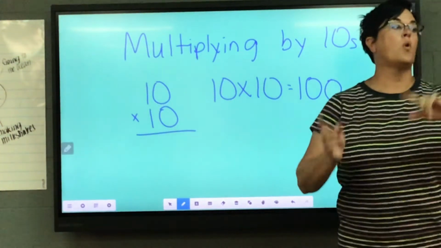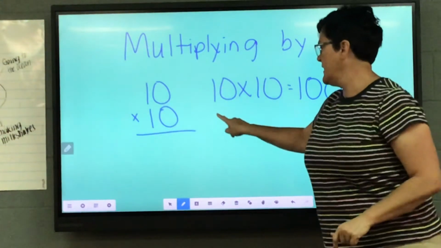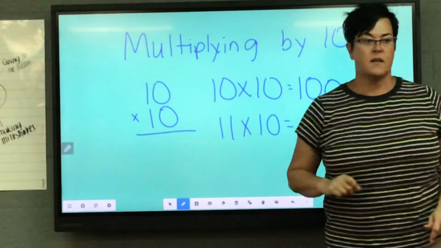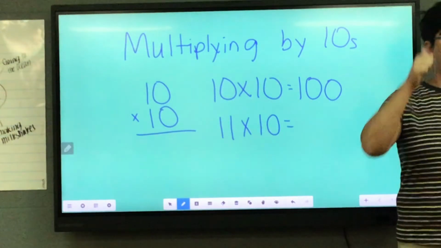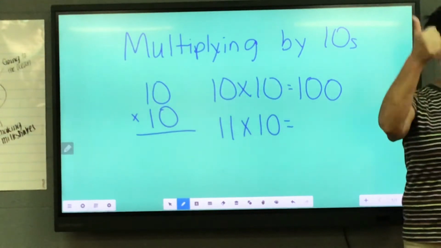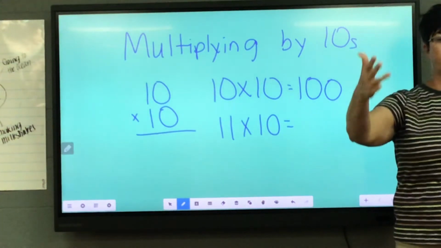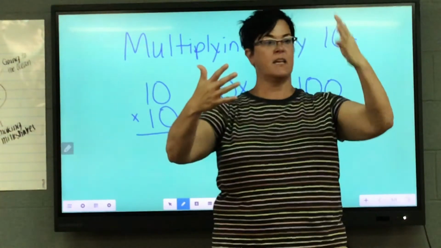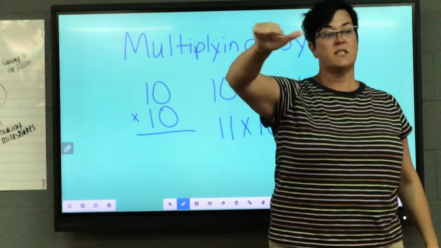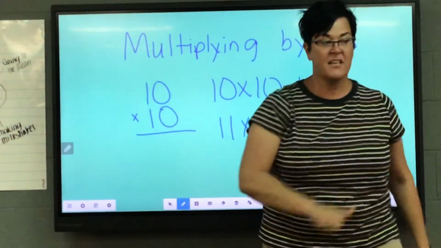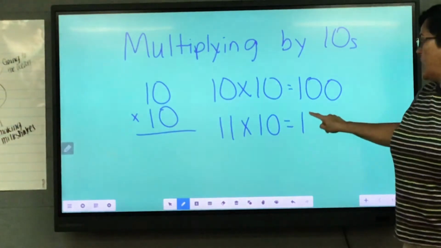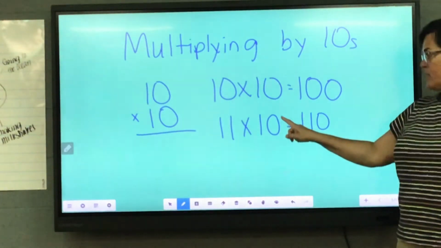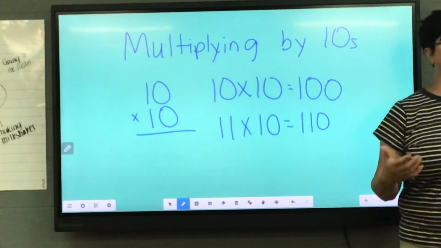Okay, let's go one more. Let's say 11 times 10. Count with me. 10, 20, 30, 40, 50, 60, 70, 80, 90, 100. One more is 110. So 11 times 1 is 11, but then we have a 0 here, so we add that, so it's 110.